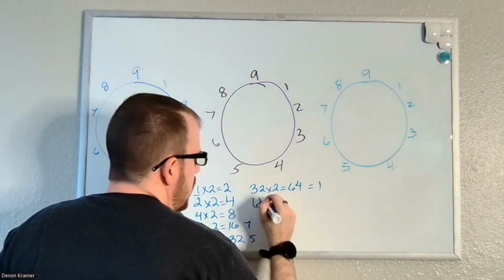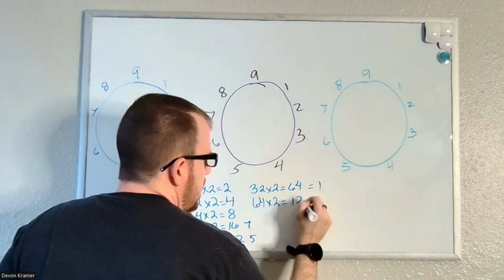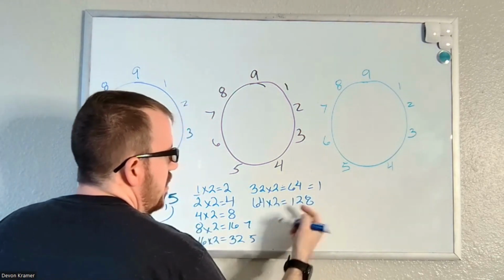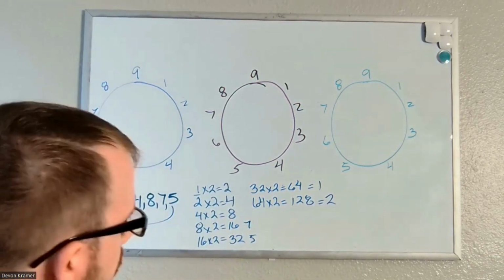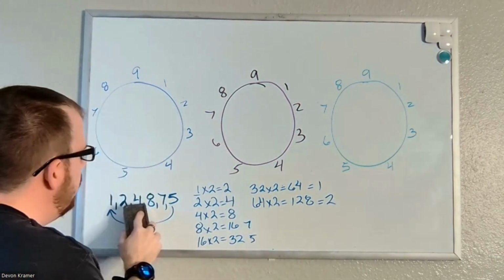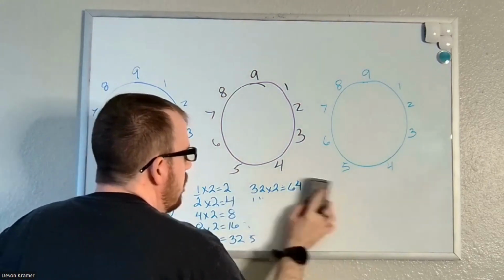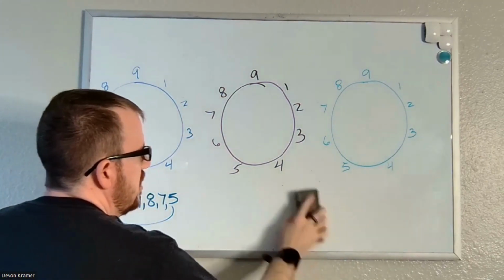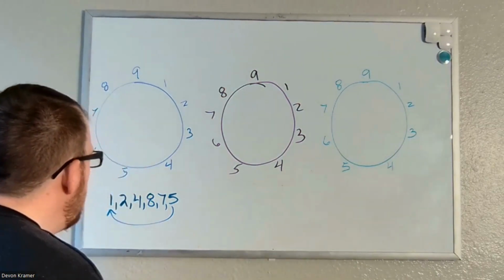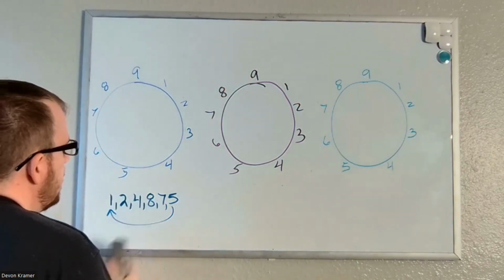64 times 2 is going to be 128. So again, you just add it up. 1 plus 2 plus 8 is 11, that's going to be 2. So the cycle keeps going on and on forever. And that's why it's 1, 2, 4, 8, 7, 5. Now you can do this in multiple ways, but for right now, we're just going to stick with the doubling part. Okay, so that's the pattern. 1, 2, 4, 8, 7, 5.